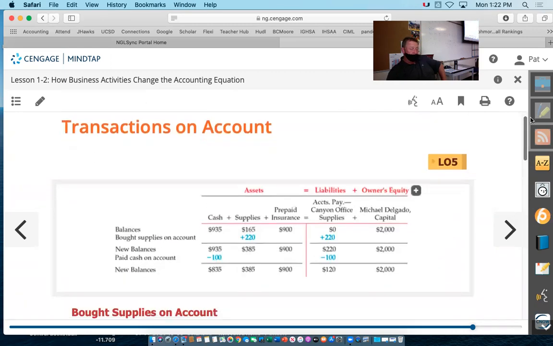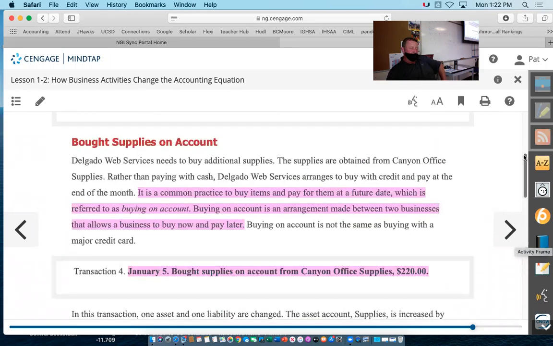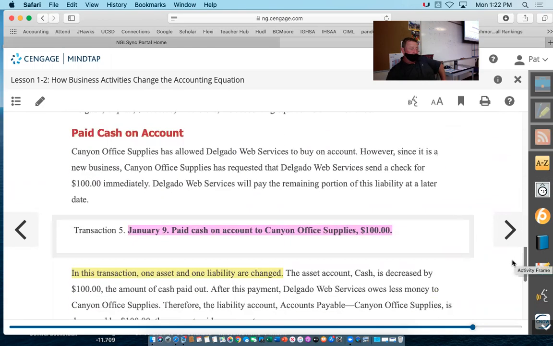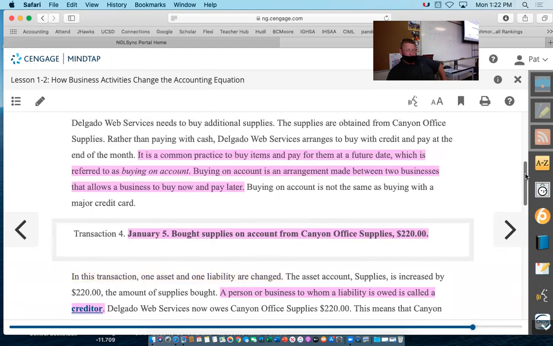It's like reading the chart, kind of. Paid cash on account. So before, what did we do? We bought supplies on account, meaning we charged something. Now we're paying off the bill, paying cash on account. When you see paying cash, you know cash is being decreased. When you see on account, you know something was paid for before, and then you got to deal with it. Or something was sold before. In this case, paying cash means we're paying off a bill. Paid cash on account to Canyon Office Supplies. Well, before we charged $220 at Canyon.